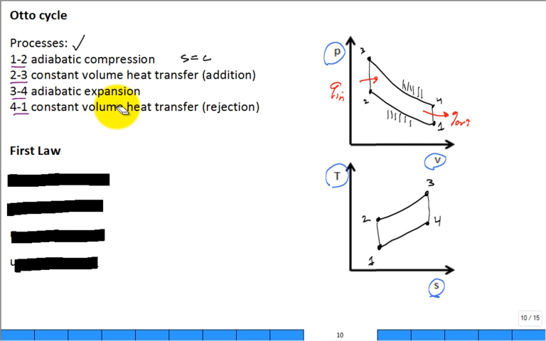So hopefully you have all of these: constant volume heat addition, adiabatic expansion, constant volume heat rejection. Then once we have a good idea of these diagrams, go for writing the first law for each of these processes. So what does the first law look like for process 1 to 2? I'm going to pause, walk around.